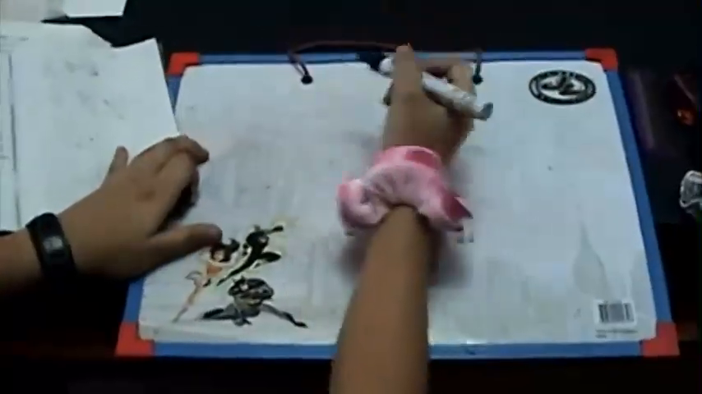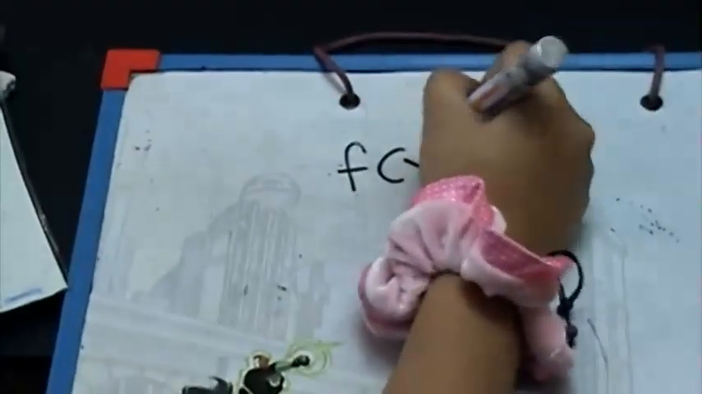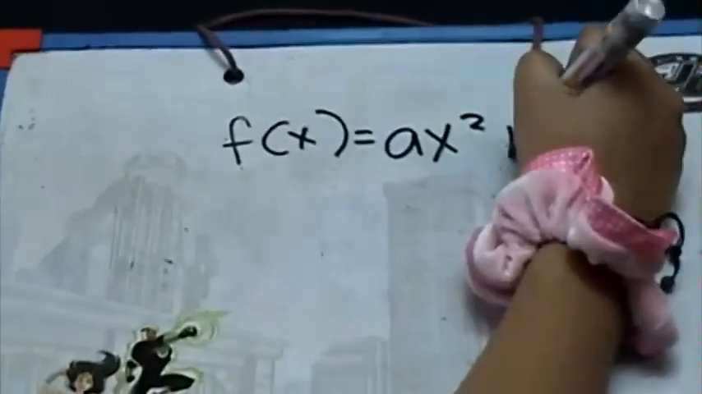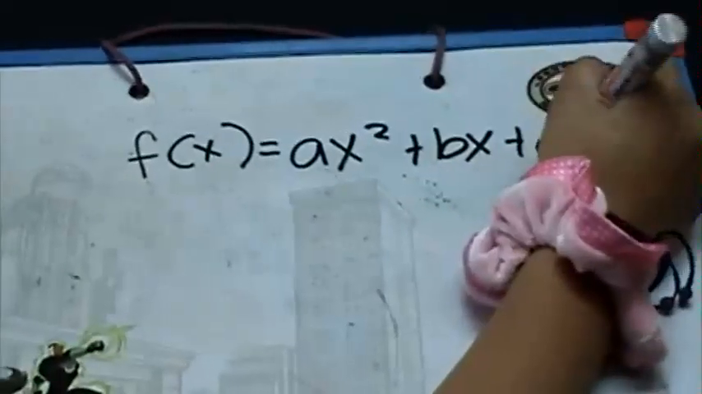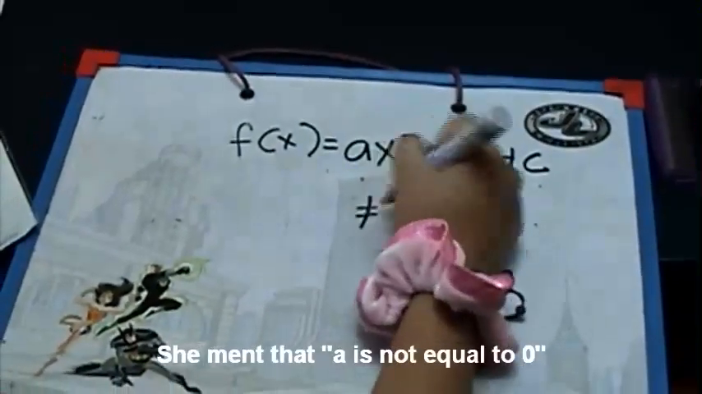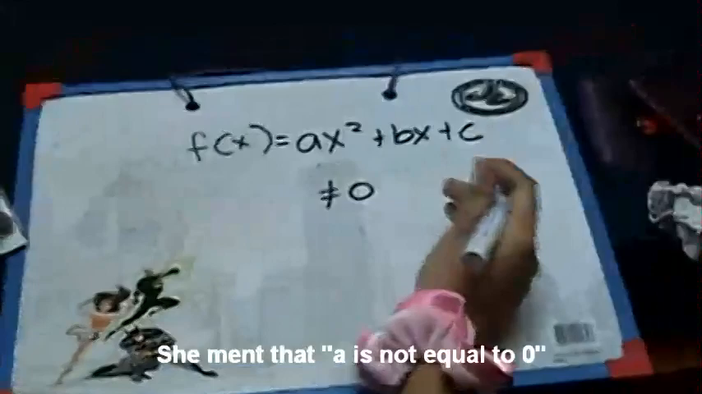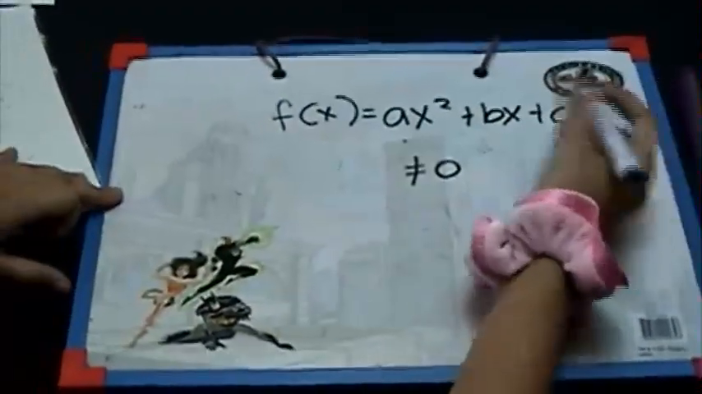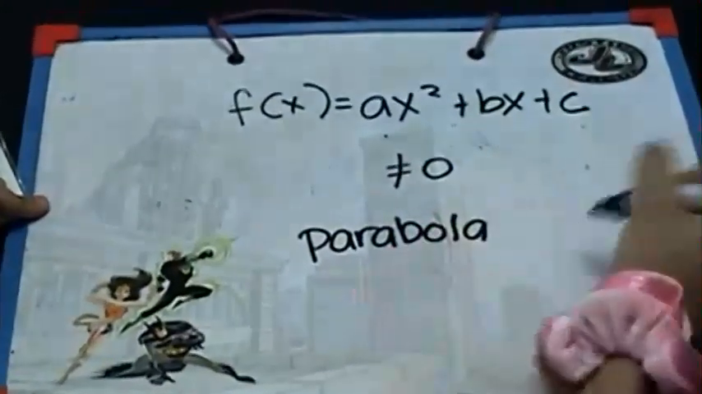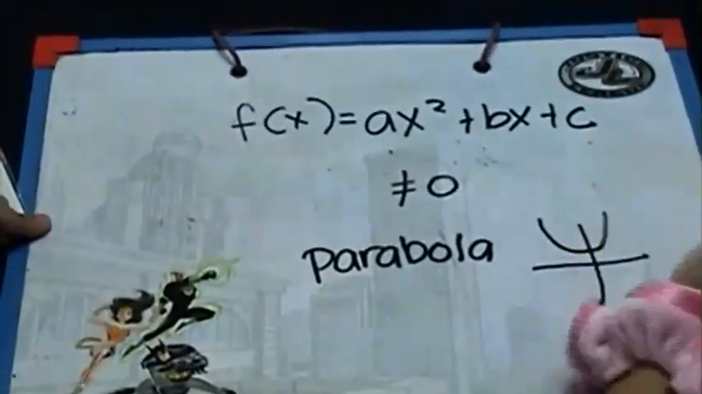Now, quadratic functions are of the form f of x is equal to ax squared plus bx plus c, in which a, b, and c are real numbers and a is not equal to 0. So, the graph of a quadratic function is called a parabola. It goes something like this. Now let me show you an example.